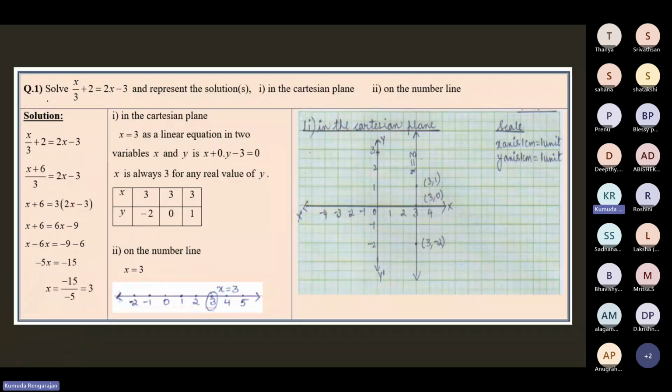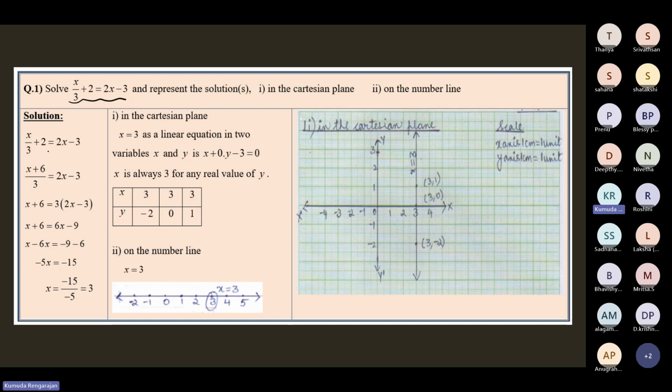So in question number 1 here, I've shared my screen, children. Is it visible? All right. So children, you can see an equation here: x by 3 plus 2 is equal to 2x minus 3.